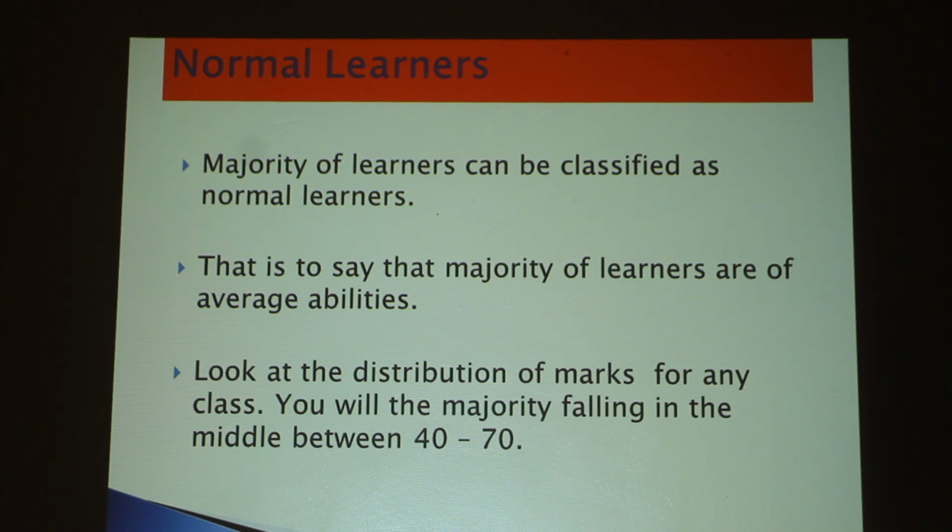Then that means there is a class in the middle. There is a group of students in the middle. The majority of the learners can be classified as normal learners. Ladies and gentlemen, if you looked at your scores in a class, you'll find that those who get 100, they are few. Those who get 20, they are few. But then those who get between 40 and 70 are the majority.